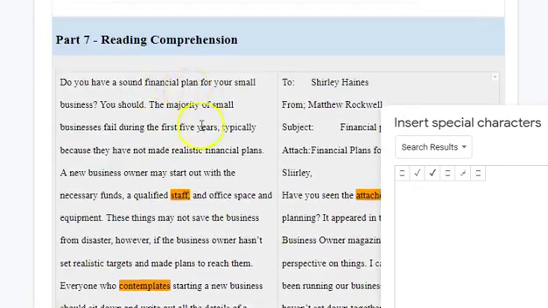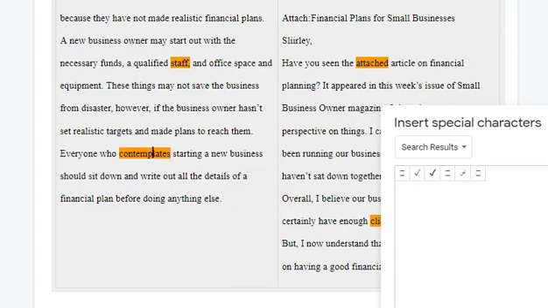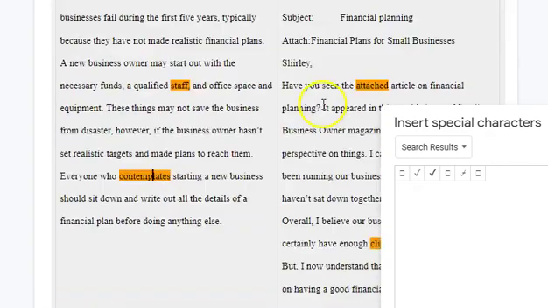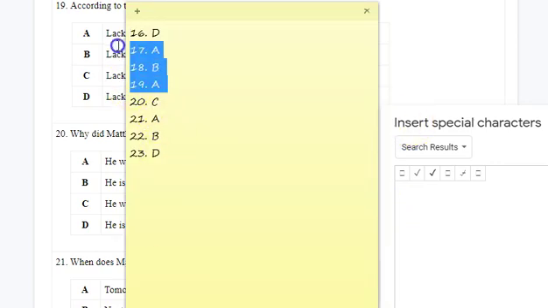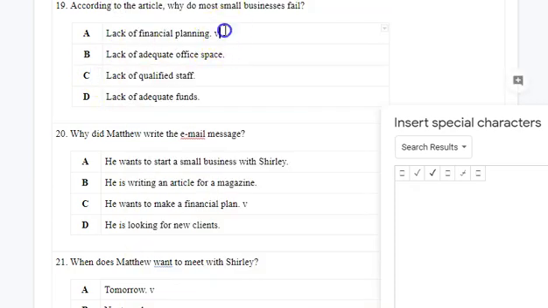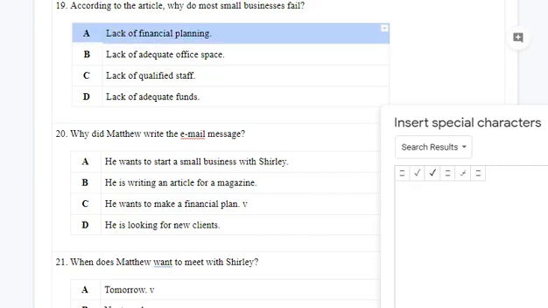Kindly say staff. Staff. Contemplates. Attached. Clients. Very good. So, according to the article, why do most small businesses fail? A lack of financial planning. So, lack of financial planning. You say lack. Lack. Okay.